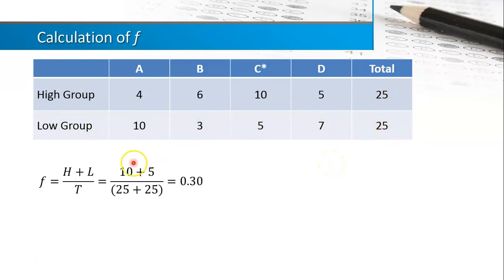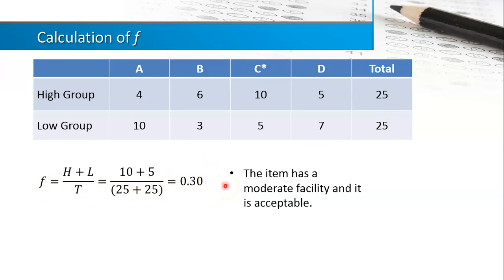So you can calculate. Look at this: 10 plus 5 is 15. Then 25 plus 25 is 50. So the F that we calculate is 0.30. So it is moderate facility, and it is acceptable in terms of facility. So this item is acceptable. Okay, so that is facility or difficulty.